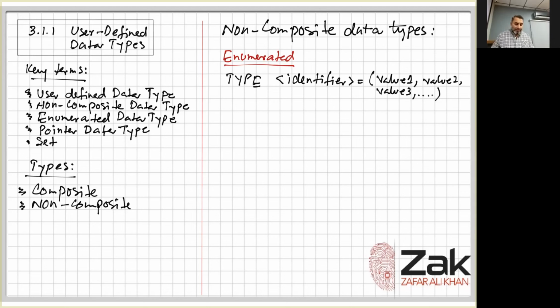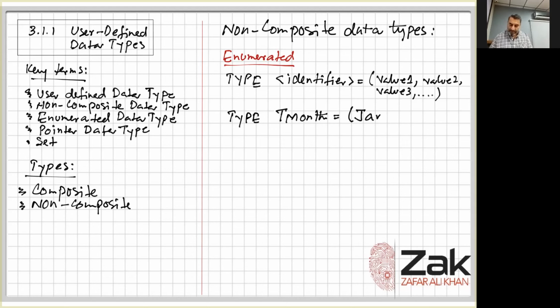For example, the data type for months of the year could be defined as this. This is syntax. Now this is how we define it. Let's say type, the name of this type is TMonth. Remember, month is a keyword, so don't use that.